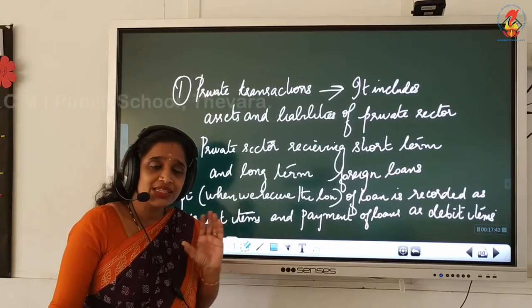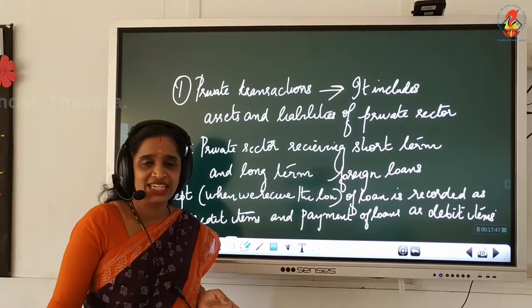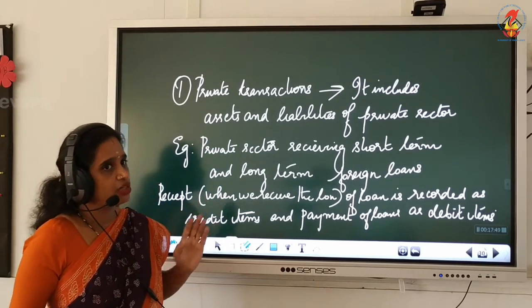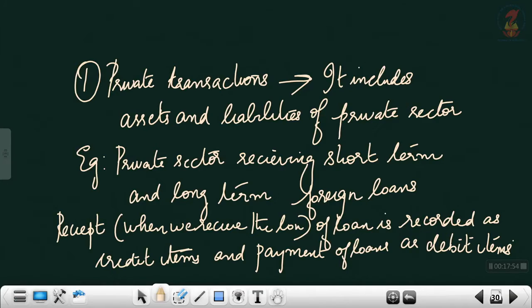So all the assets and liabilities of private sector will come under the private transactions. So I will read out the private transactions once again. Private transactions include assets and liabilities. It includes all the things which affect the liabilities.